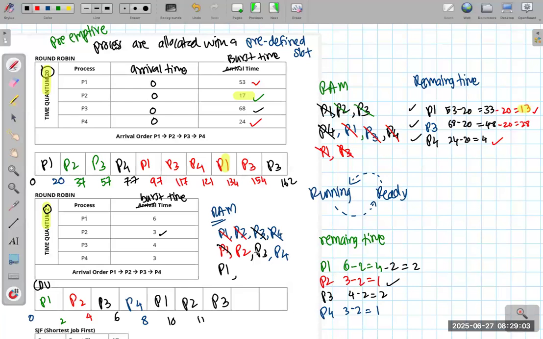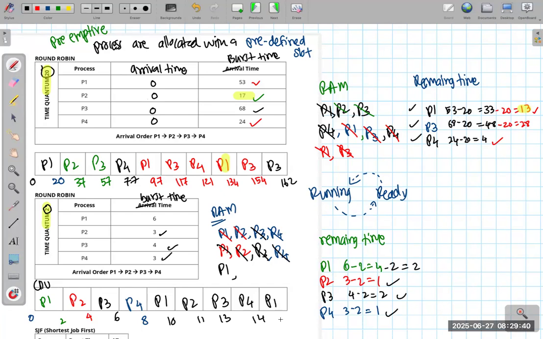Then P3. P3 also needs to be given 2. So his work is also finished. P4 needs only 1, his work is also finished. Did you get it? In the second round, P2 finishes, P3 finishes, P4 finishes its completion. According to that, we are giving the times. Got the concept? When we give 2, 2, 2, everything finishes quickly.